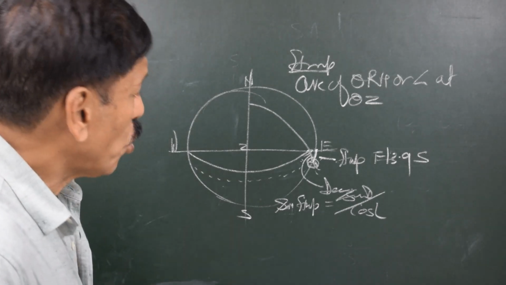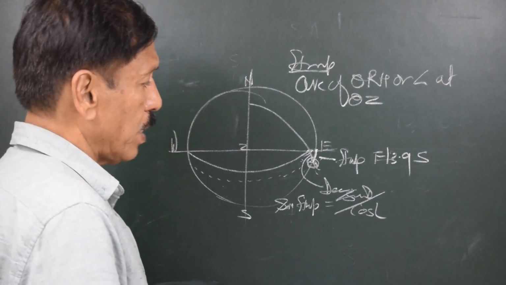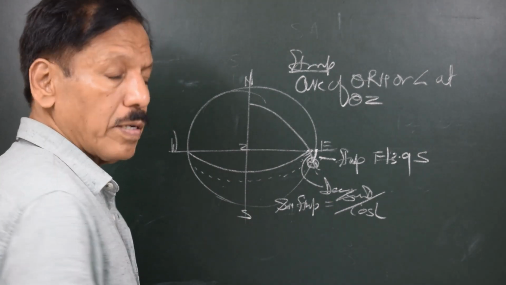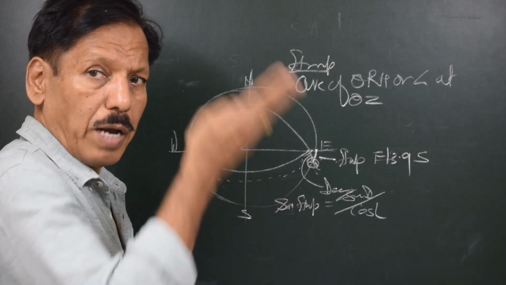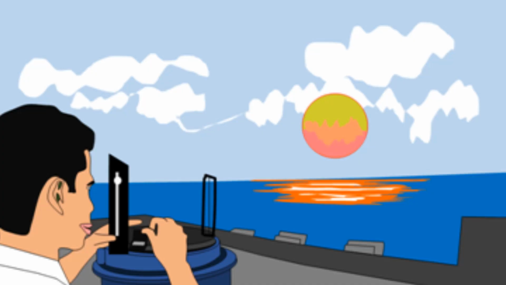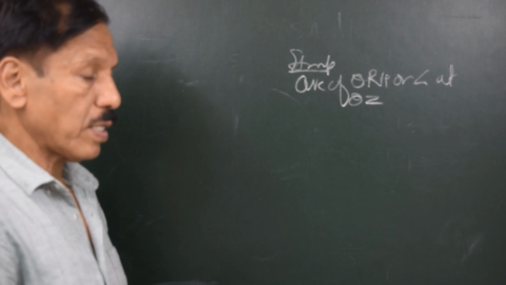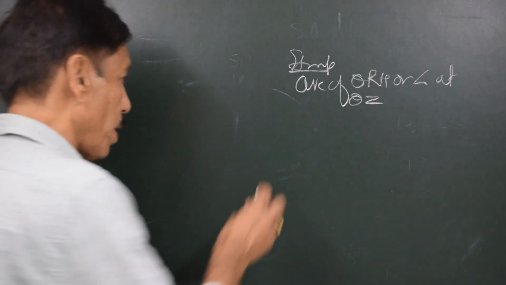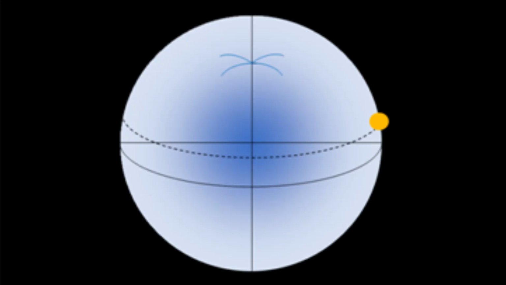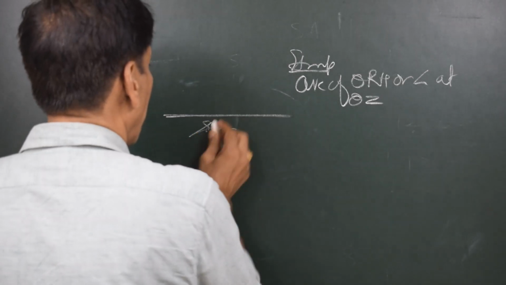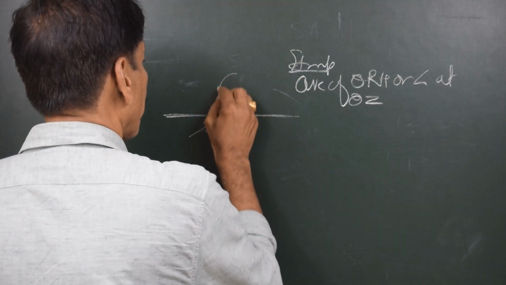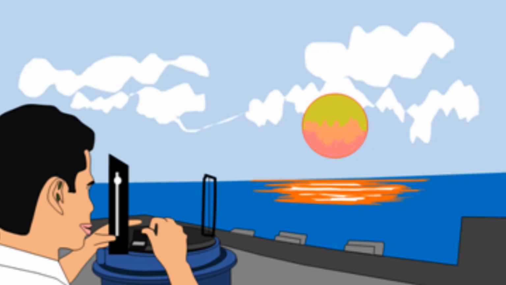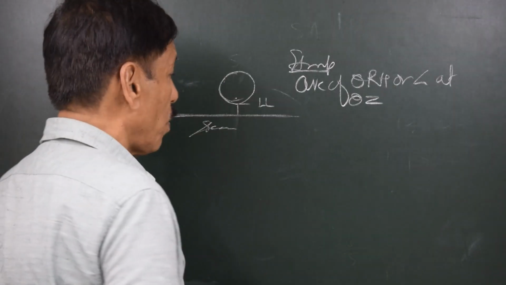So the suitable time for taking amplitude is when the sun's lower limb appears about semi-diameter above the visible horizon. At that time, on the east side, when the sun's center is on observer's rational horizon, where does the sun appear to an observer? Suppose this is the sea and this is the line of visible horizon. The sun should appear something like this.